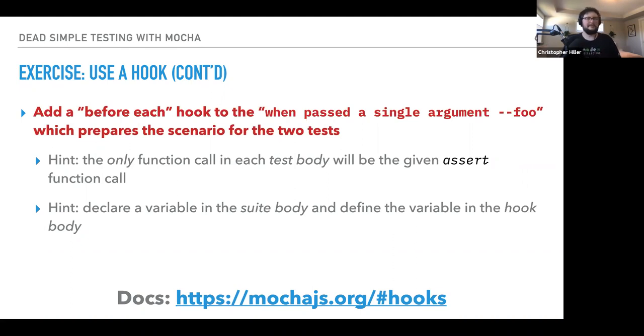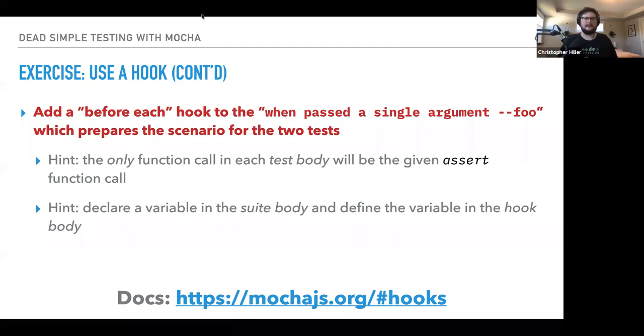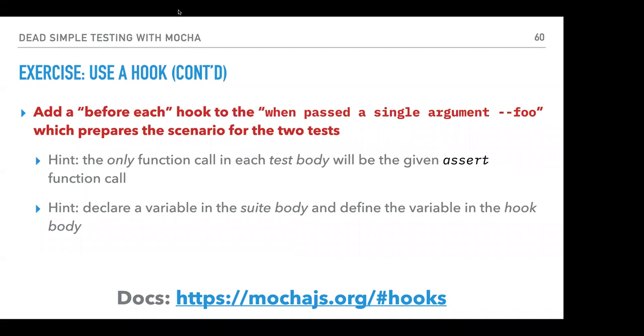The way I prefer to do this is to declare a variable in the suite body, and then in the hook, define that variable. There are other ways to do this. You may prefer one or the other, but I prefer to use function scope and do it this way. So I'll leave this here, and please create a beforeEach hook that will call parse. And in those two functions, we're going to check that return value. I'll forward that in a second, and you can see what the expected output will be.